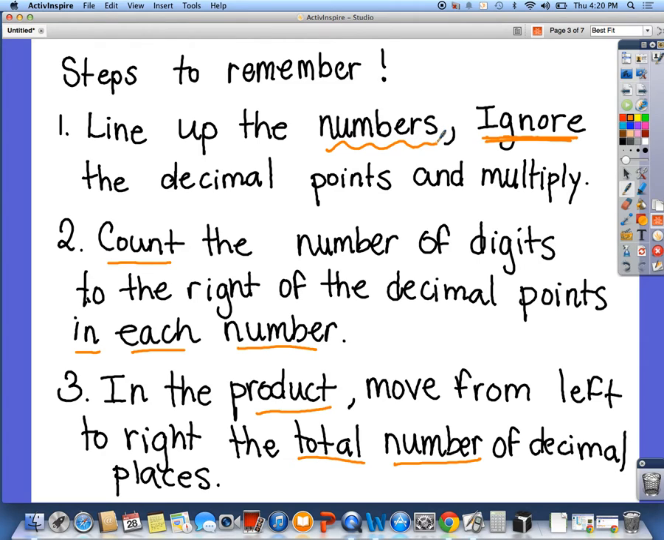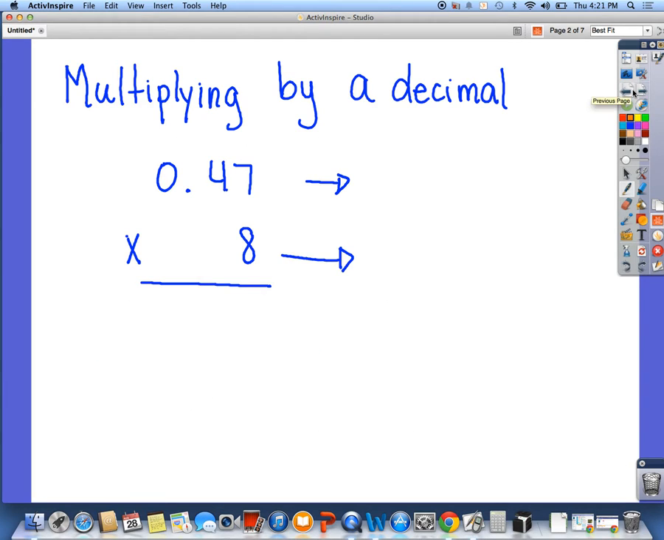the numbers. Step number 2, you need to count the number of digits to the right of the decimal places in each number. I'm going to be showing you this and modeling it, but just write this down so we can refer to our notes. Count the number of digits to the right of the decimal points in each number that you have. And number 3, in the product, then you go down below, so once you have that final product, you move from left to right the total number of decimal places. Write those notes down, and now we're going to go back, and we're actually going to try this out.